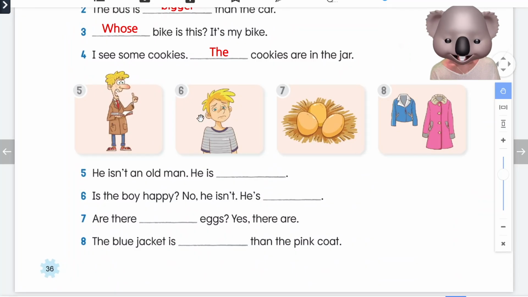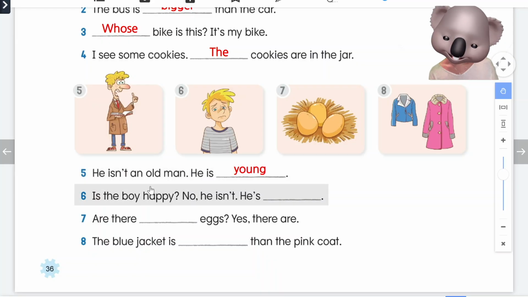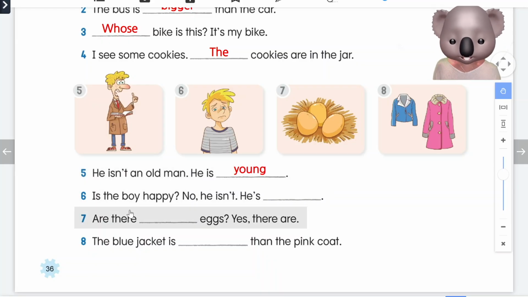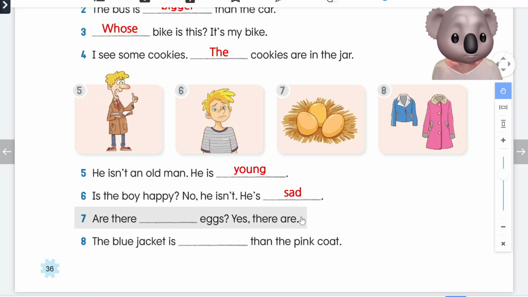Very nice. In number 5, it says he isn't an old man. He is old, 반대는 뭐지? Young. Number 6, is the boy happy? No, he isn't. He's sad. Number 8. Are there eggs? Yes, there are. We need to use some or any. But we know negative 그리고 질문이 있을 때는 any를 사용하는 거 알죠?